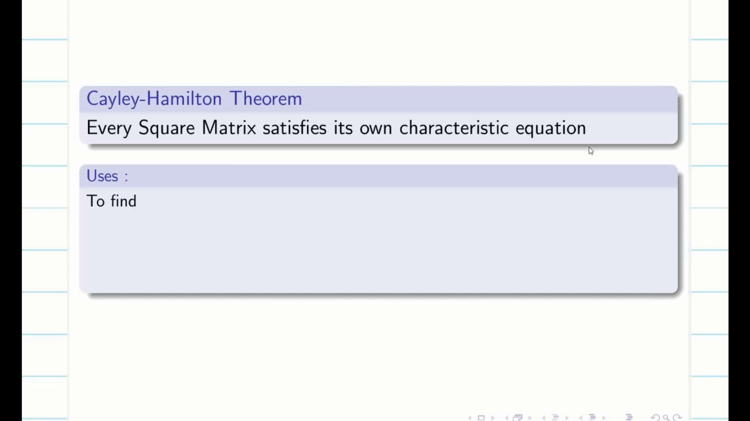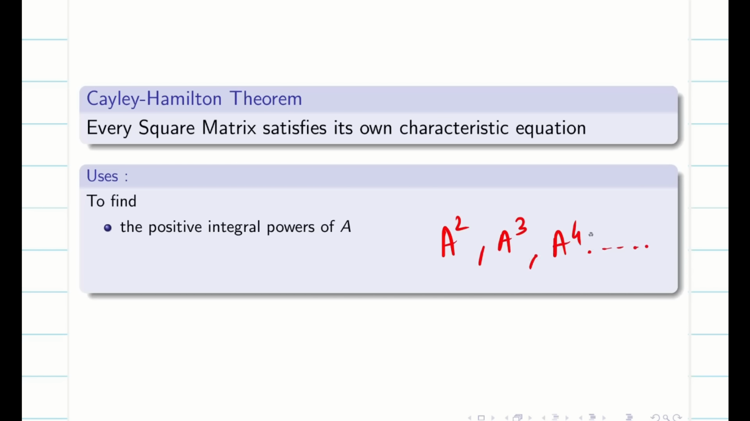Uses. We can use Cayley-Hamilton theorem to find the positive integral powers of A. That means A square, A cube, A power 4, etc. The power should be a positive integer.